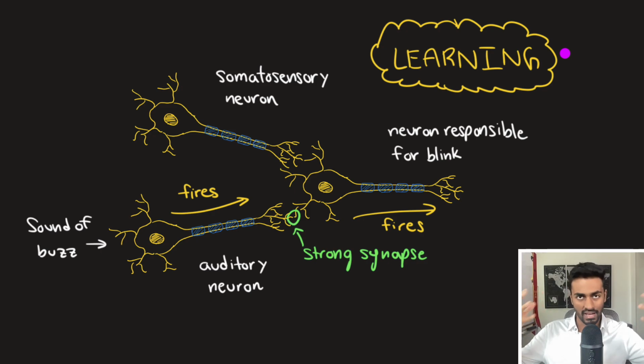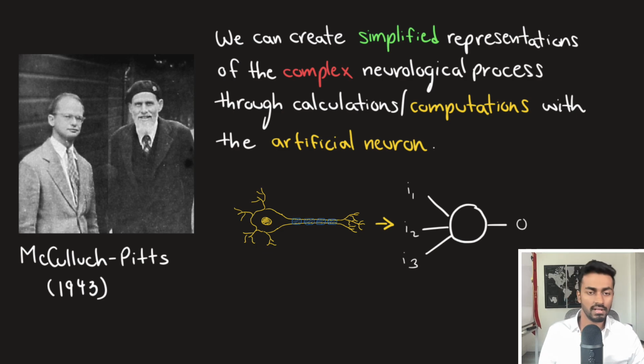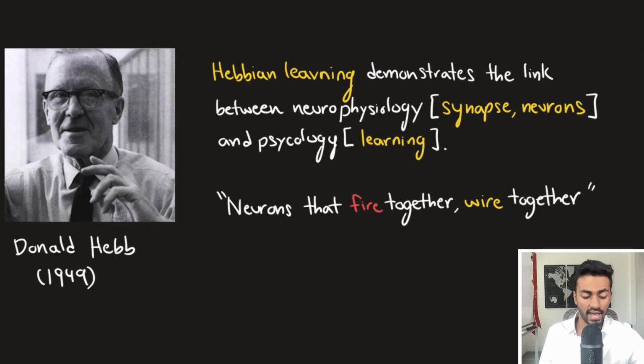And so this is kind of the big idea that's being proposed with Hebbian learning. Neurons that fire together, wire together. So with McCulloch and Pitts in 1943, they created a simplified representation of the complex neurological process through calculations or computations with the artificial neuron. Now, Donald Hebb in 1949 proposed Hebbian learning, which demonstrates the link between neurophysiology, that is like synapses and neurons, with psychology, which is learning. And so summarizes neurons that fire together, wire together.